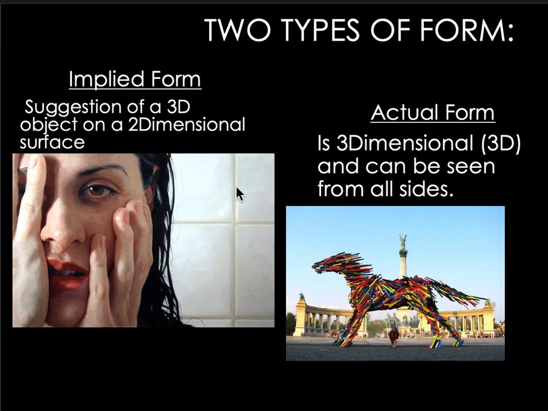And then you have actual form. This is something that is three-dimensional. You can see from all angles. You can walk around it. This is like a sculpture. So an actual form would be a sculpture, or even a building that would be an actual form. Something three-dimensional that can be seen from all sides.